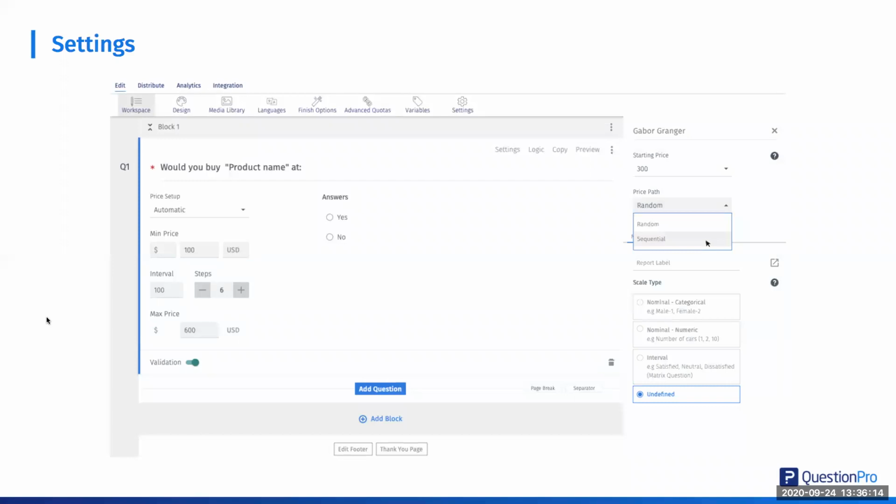And now for price path. This is basically how you want to situationally ask your respondents questions.